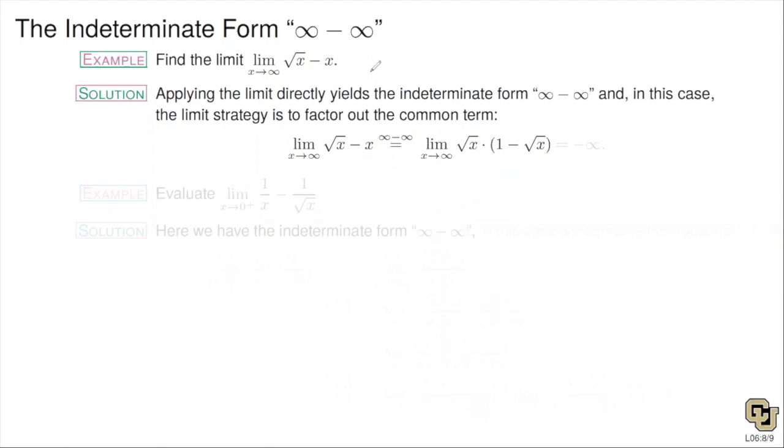And now we can take the limit. As x goes to infinity, this root x goes to plus infinity, times, so maybe I'll put parentheses so you know it's a multiplication, this 1 minus root x, which as x goes to infinity goes to negative infinity. Infinity times negative infinity, our limit here is negative infinity. It kind of makes sense because x goes to infinity faster than square root of x, if you think about the graph. So it makes sense to me that the limit here should be negative infinity.